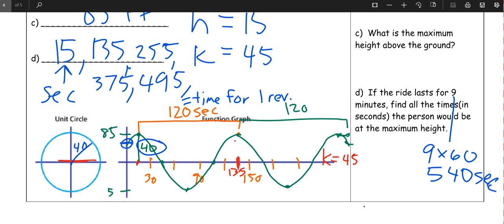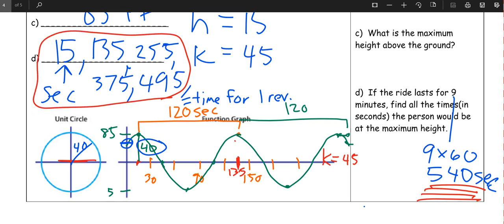Can we add another 120, or has the ride ended? The ride never ends. Don't listen to that kid. Well, if you look at the screen, 1, 2, 3, 5, right? But you can't go more than 540 because they limited me to 9 minutes on the dot. Right?